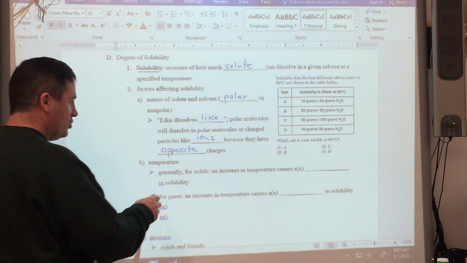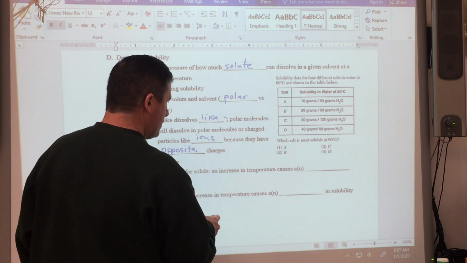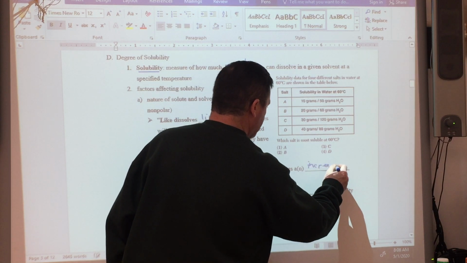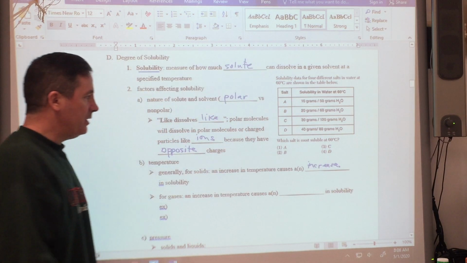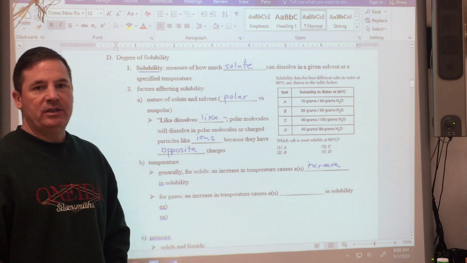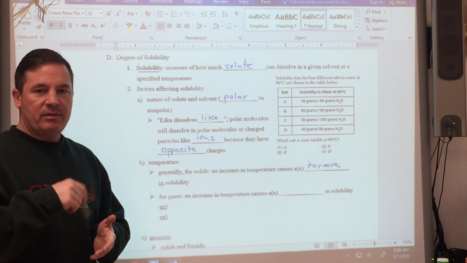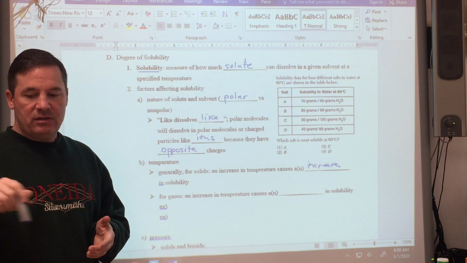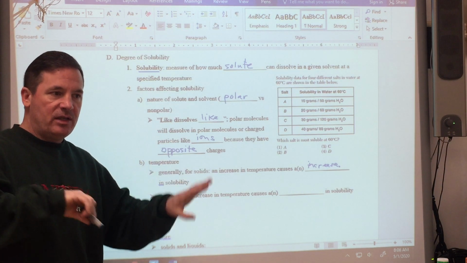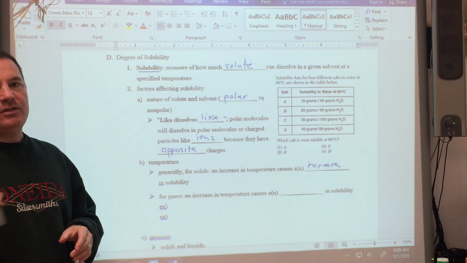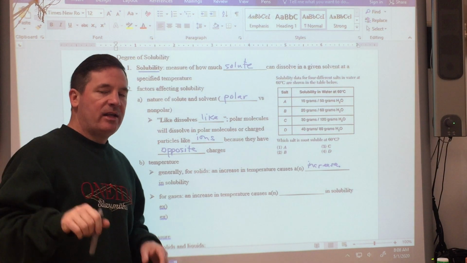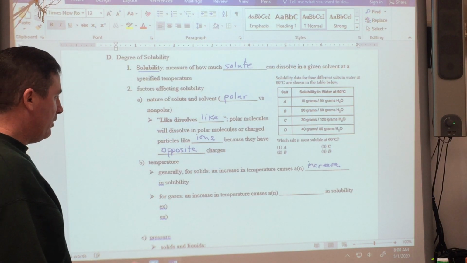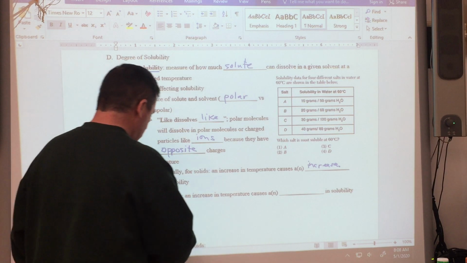Temperature. Generally, for solids, an increase in temperature causes an increase in solubility. And you may know this practically. If I've got cold water and I'm trying to make Kool-Aid or something like that, versus warm water, the sugar and the mix is going to dissolve a lot more quickly in warmer water compared to cold water. Okay?